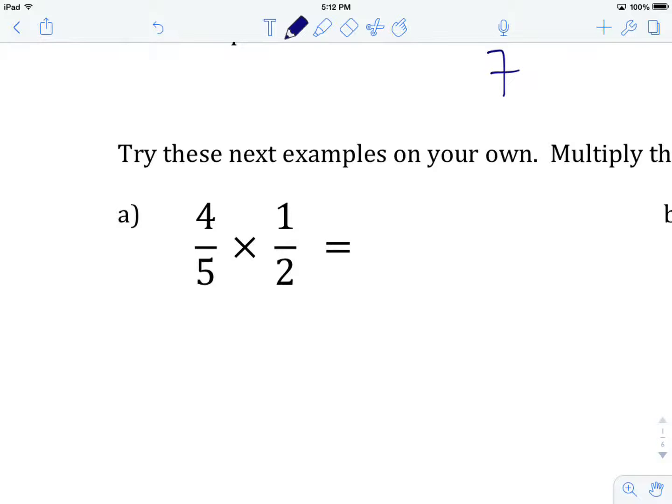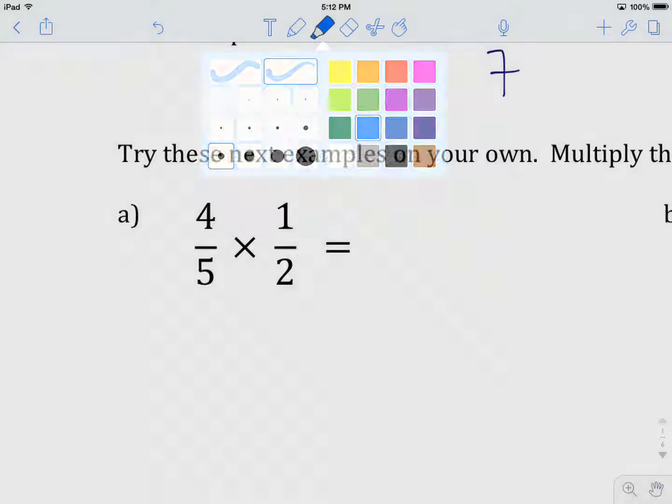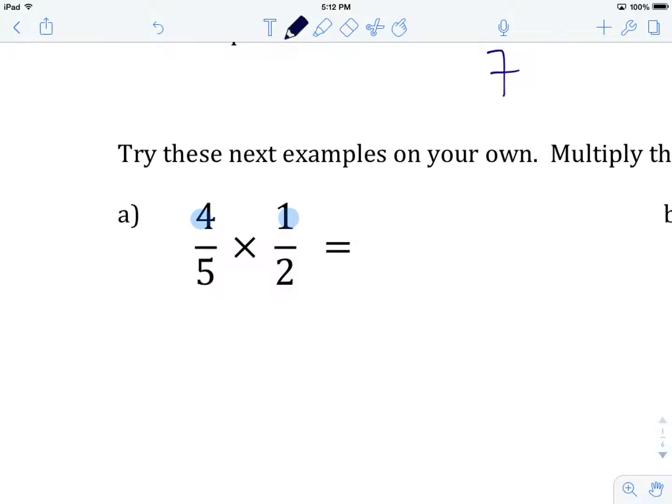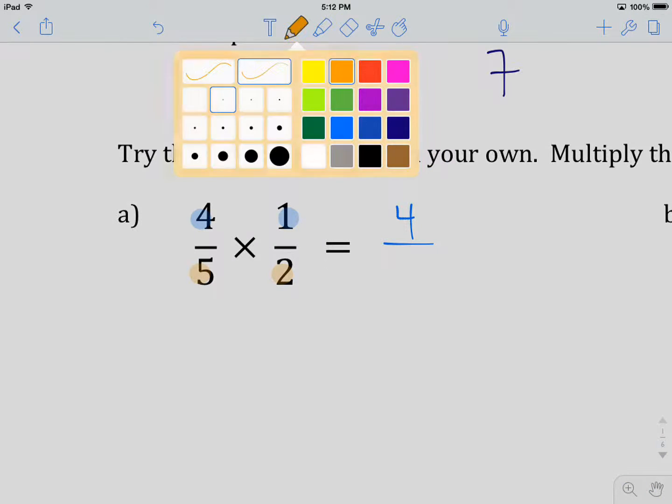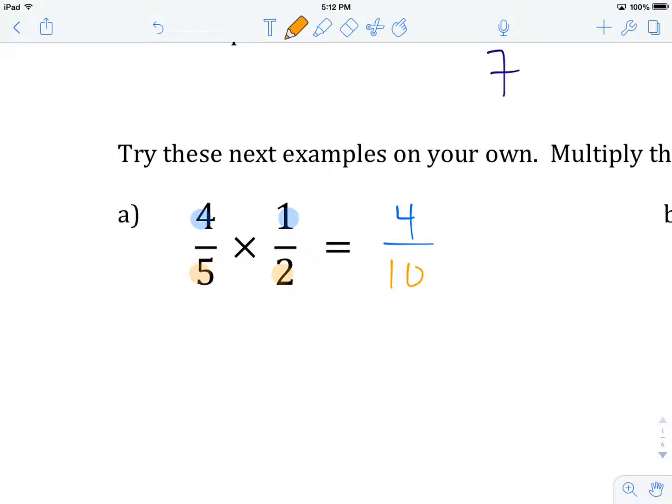Okie doke. First step, multiply numerator by numerator. 4 times 1 gives us 4, and denominator by denominator. That's 5 times 2, and that is going to give us 10. So we have 4/10. Let's write that down. That's our answer so far.